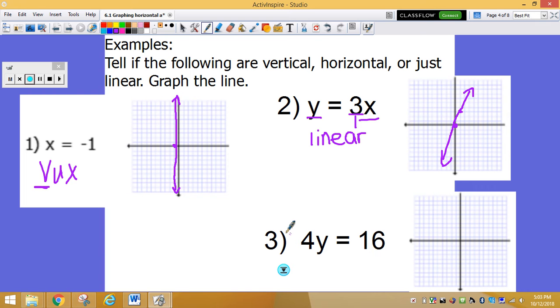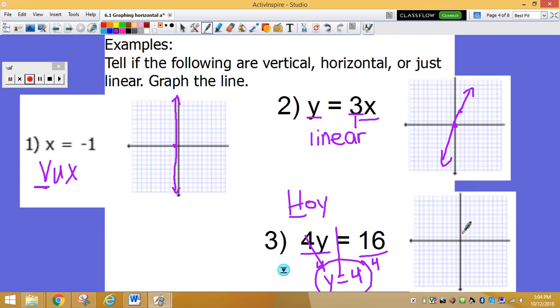This one just has a y. So I know I should think of the word HOY, which is horizontal. But before I can graph it, I have to solve it. So that 4 and the y are multiplying, and the opposite of multiplying is dividing. So I'm going to divide by 4 on both sides. And 16 divided by 4 is 4. So this is what I'm going to graph, y equals 4.